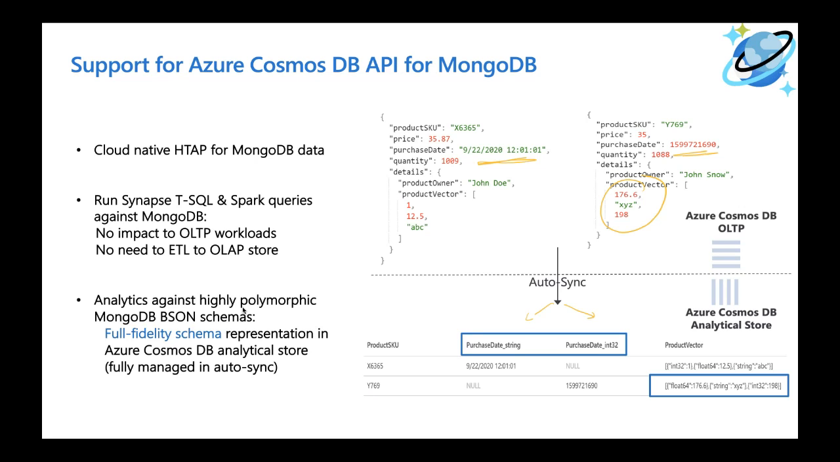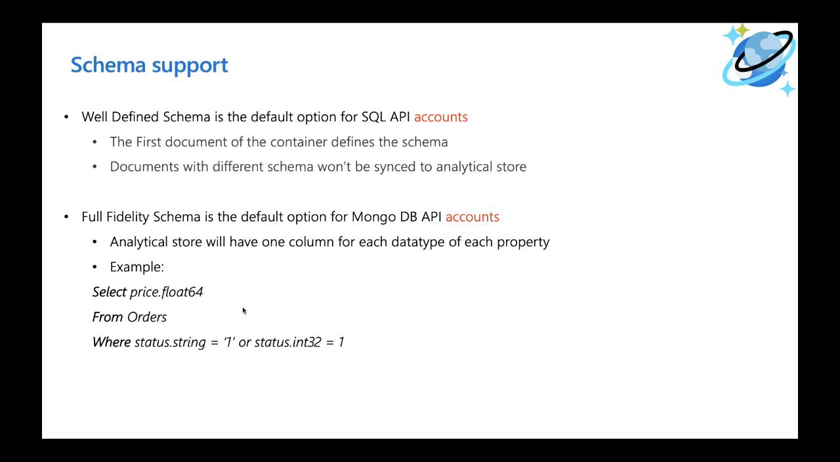In terms of support, the well-defined schema is your default option as far as the core SQL API accounts are concerned. So what happens in this case is when you ingest that first record or that first document within the container, that defines the schema, right? And if you have other documents or records which don't adhere to that schema, they will not be synced from the transactional to the analytical store.